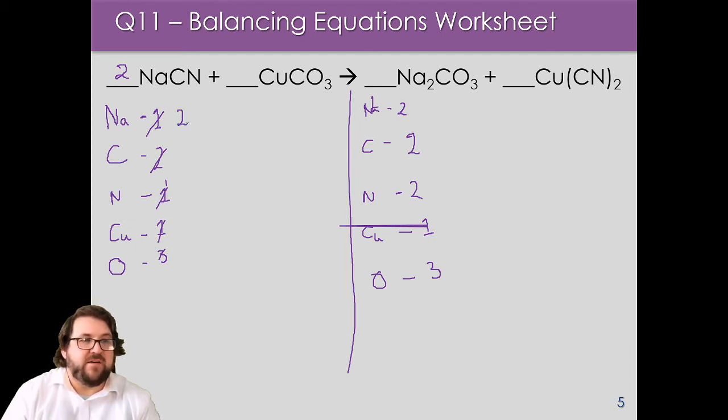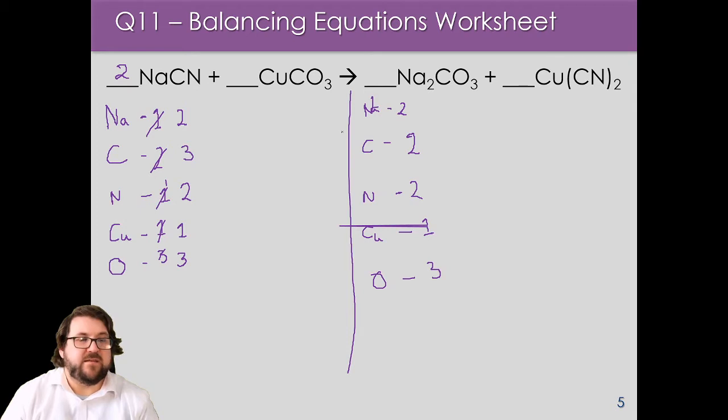Sodium, I've got 2 of them. Carbon, I've now got 3 of them. Okay. Nitrogen, I've got 2 lots of CN, so now I've got 2 of them. Copper, I've still got just the 1 in the CuCO3. And oxygens, yeah, I've still got 3 in CuCO3. Okay, so now how are we looking? Oh, our carbons aren't balanced anymore. That's annoying. So what are we going to do?